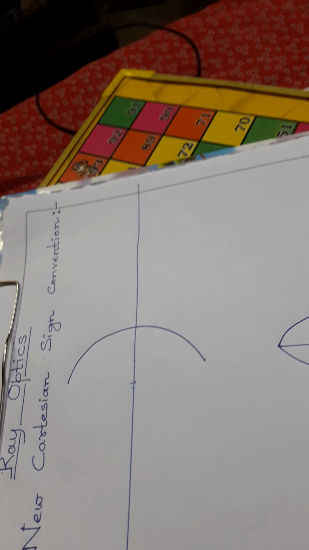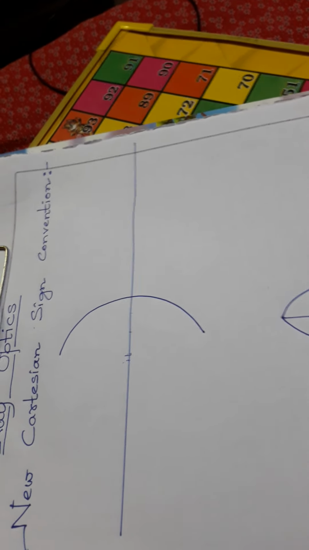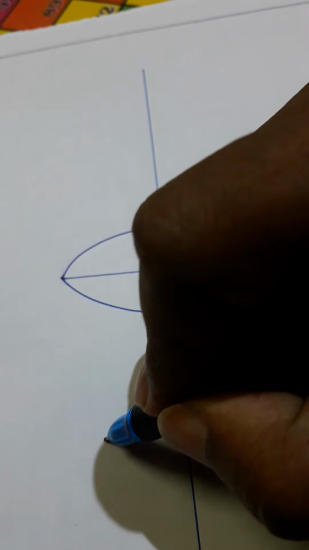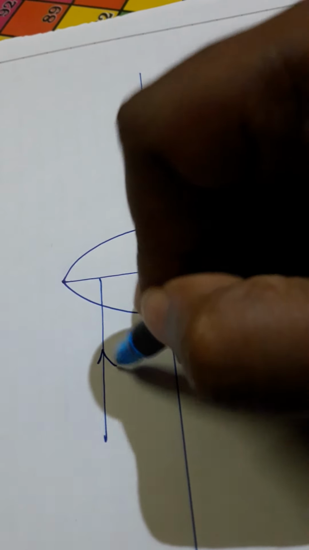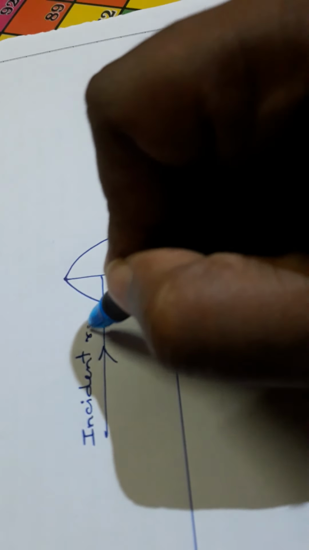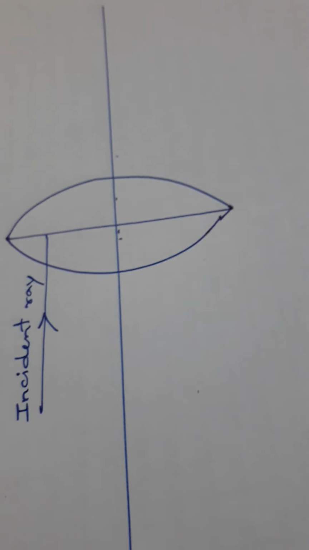Now, what are the assumptions made in the sign convention? The first assumption is that the ray should travel from left to right. So this is the incident ray. The ray should travel from left to right. Same with the lens. This is the incident ray. The ray should travel from left to right.